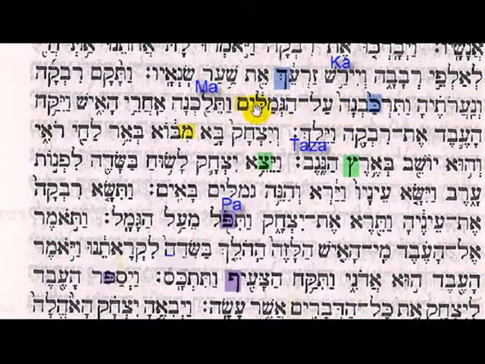Alright, the next Hebrew letter that has two types of letters is the ma. Now this is the regular ma, which would be at the beginning or in the middle of a word, and this is the final ma, which would be at the end of a word. Now I'll give you an example of that.